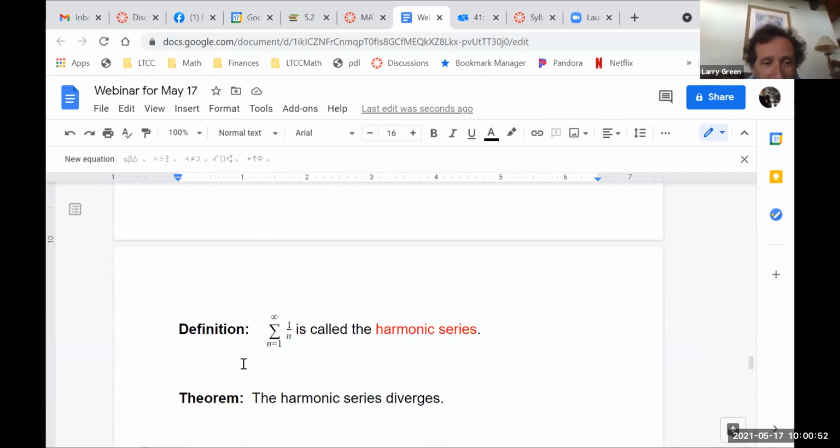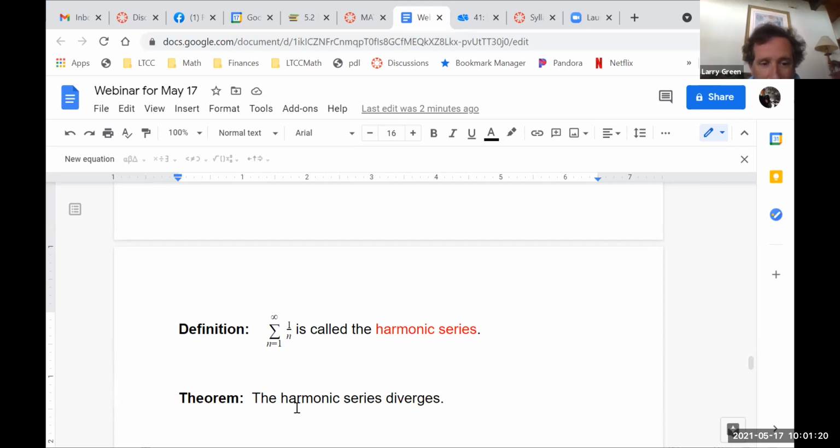Okay, now comes a biggie. This is the harmonic series. And it's the series from n equals 1 to infinity of 1 over n. It's just an example. Do you see that? And usually I say example instead of definition. But this is so important. It's not just an example, it's a definition. It is a majorly important series.